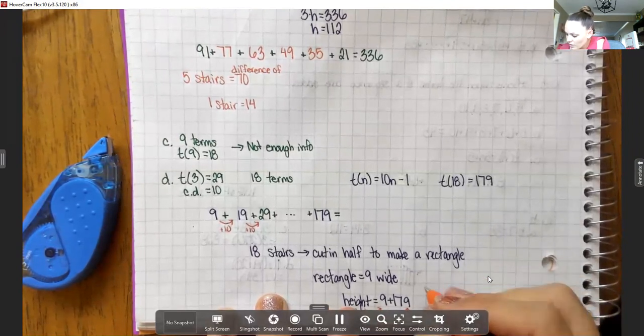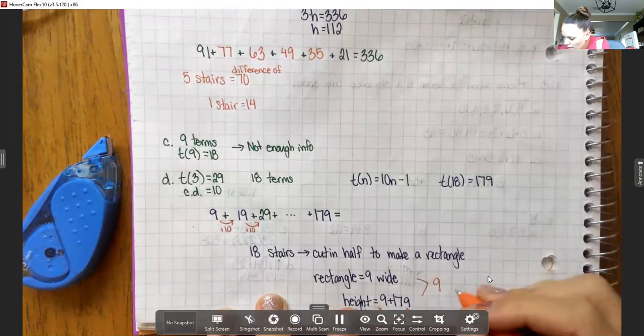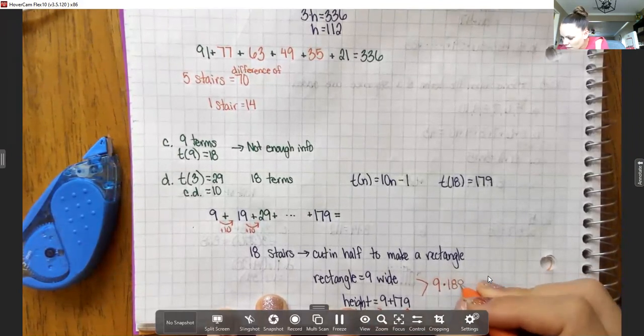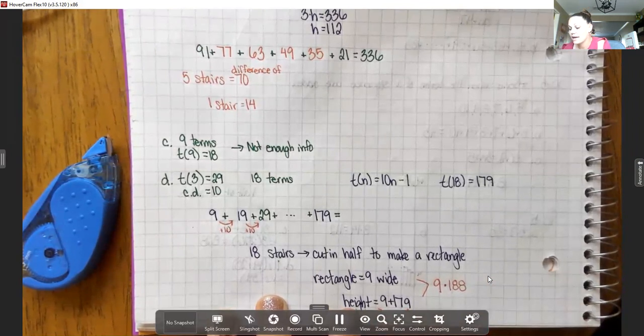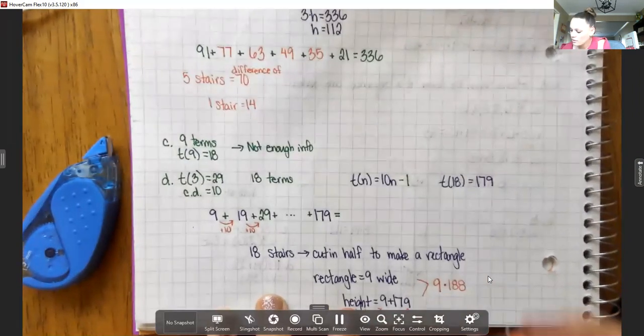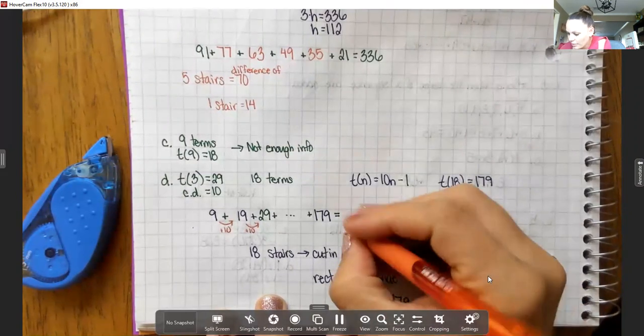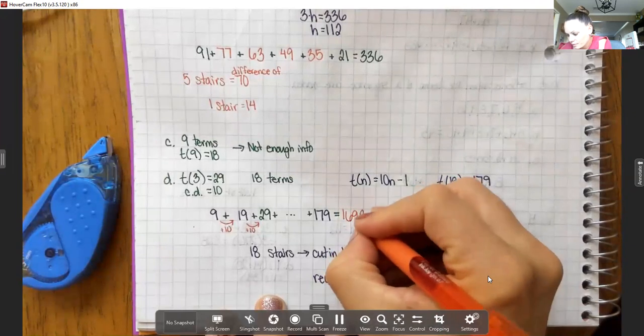So our rectangle would then be 9 times 188 to find the area, which would give us 1,692 for the sum here.